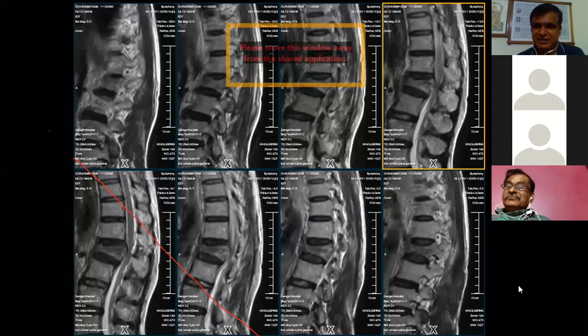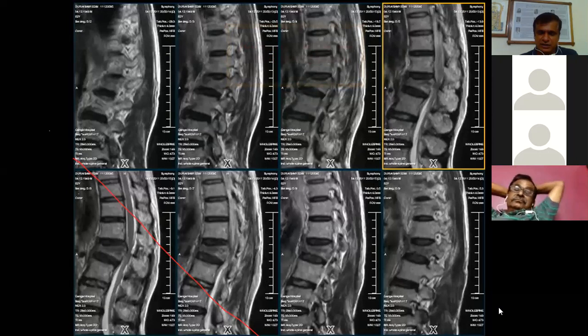What is the role of percutaneous pedicle screw fixation in thoracolumbar fractures? Percutaneous fixation can be done in cases where there is no need for decompression. So the previous two cases I showed were flexion distraction type injuries without neurological deficit. So there is no need for decompression. In that case, we can do percutaneous fixation.